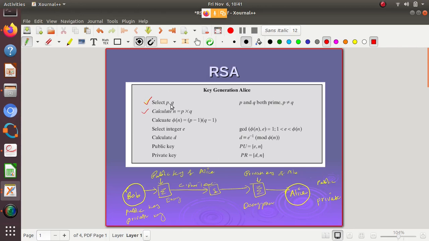Select very large prime numbers P and Q, they are not equal. Then calculate the modulus n is equal to P into Q, and P and Q are kept secret, but n is available publicly. That will be known to all. Then calculate the totient value phi of n. This can be easily calculated as P minus 1 into Q minus 1, only if we know the values of P and Q. If the values of P and Q are not known, then the computation of the totient function will be very difficult.